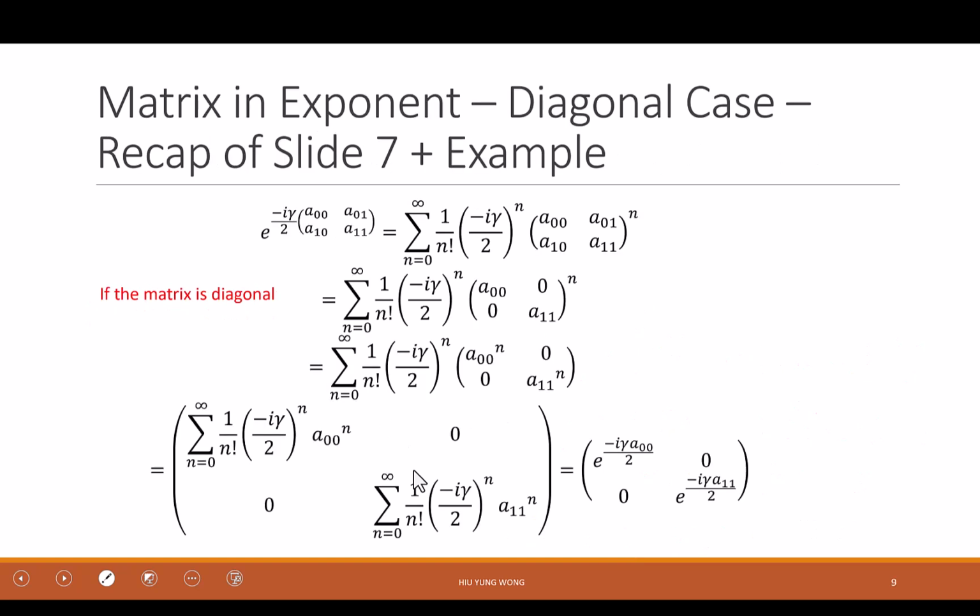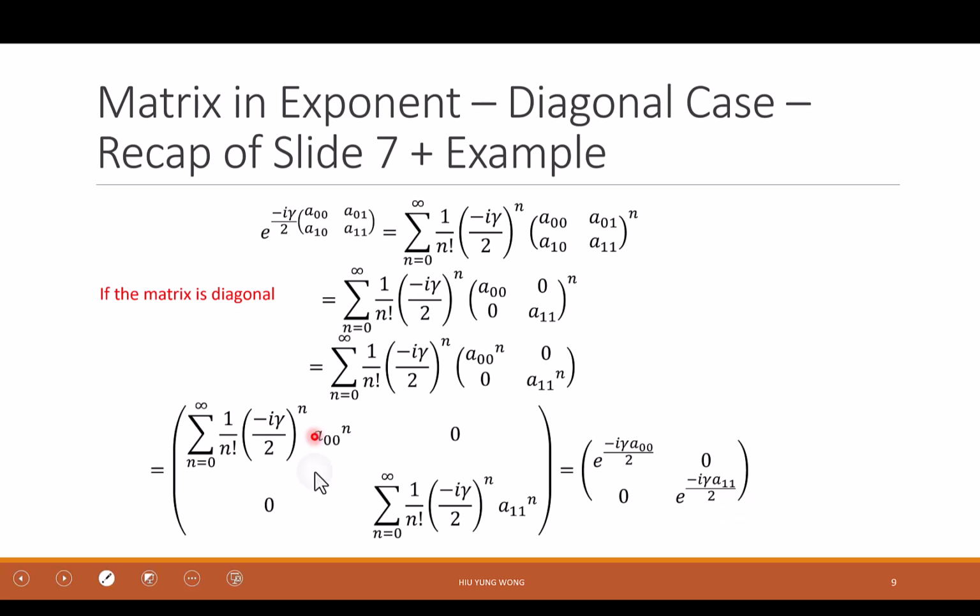Okay, and that is what I'm trying to do, although my writing was messy, but now here is a good summary. I want to exponentiate this matrix. It's not diagonal. So what I need to do is either expand in Taylor expansion, or diagonalize it. If it is diagonal, meaning these two are 0, then all I need to do is, this is the proof, instead of exponentiating the matrix, I just do e to the power negative i gamma A00 divided by 2.